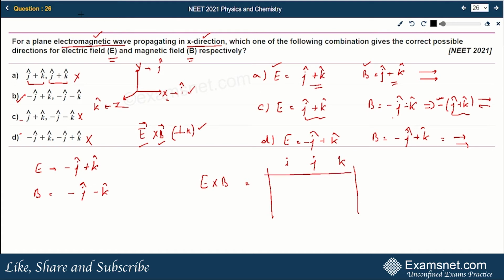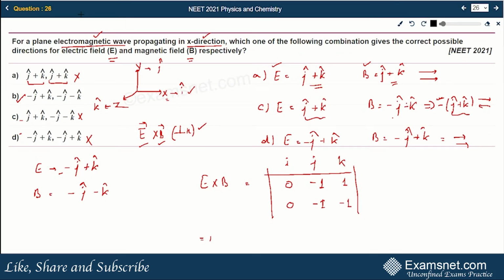Now, here the I component in the electric field is what? 0. Okay, no I component is there. J component is minus 1, so we'll write minus 1. K component is 1, so we'll write 1. Similarly, in the magnetic field, the I component is 0, J component is minus 1, and K component is also minus 1. Okay. So let's find out the cross product.